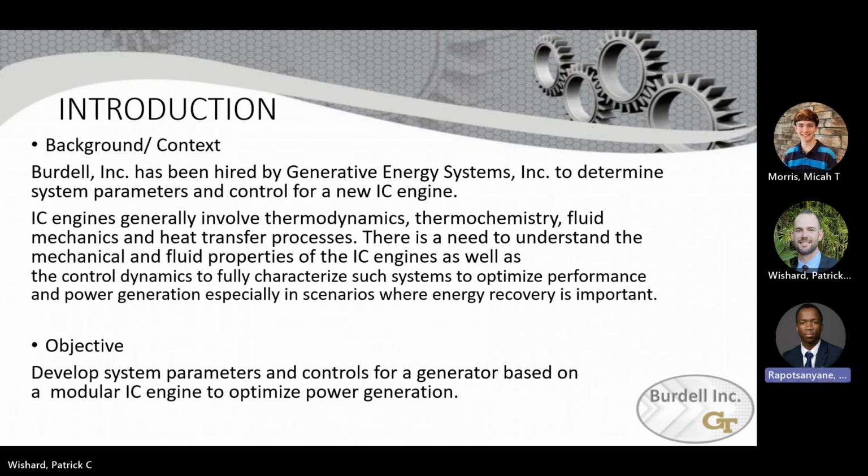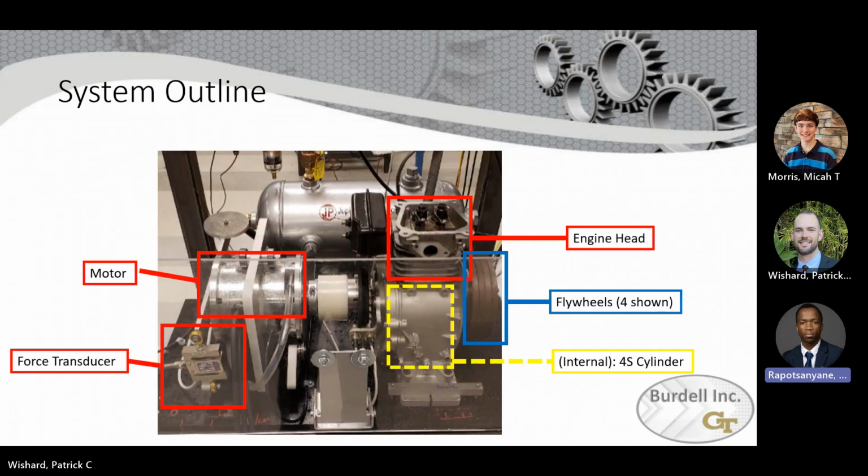The main objective for us is to develop system parameters and controls for a generator based on a modular IC engine to optimize power generation. To start this process, a work energy model is to be constructed. To do this, the mechanical system was characterized first by finding properties such as the work done by the motor on the engine. In future, the fluid system and the control system will also be characterized to get a full model of the system.